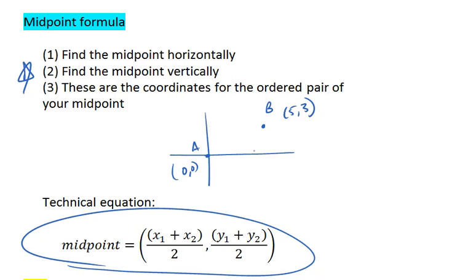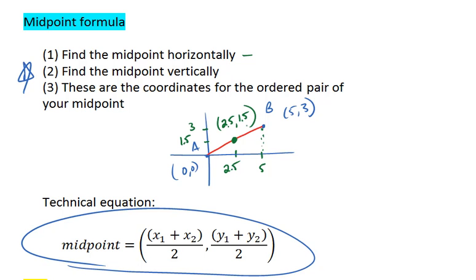Okay. To find the midpoint between A and B, what we want to do is first find the midpoint horizontally. We already said that this distance was 5, so halfway in between will be at 2.5. Vertically, the distance is 3, so halfway in between is 1.5. That means our midpoint lies at the ordered pair 2.5, 1.5.